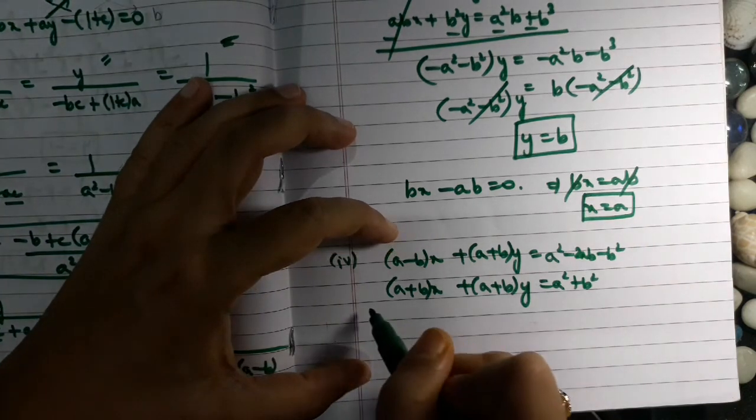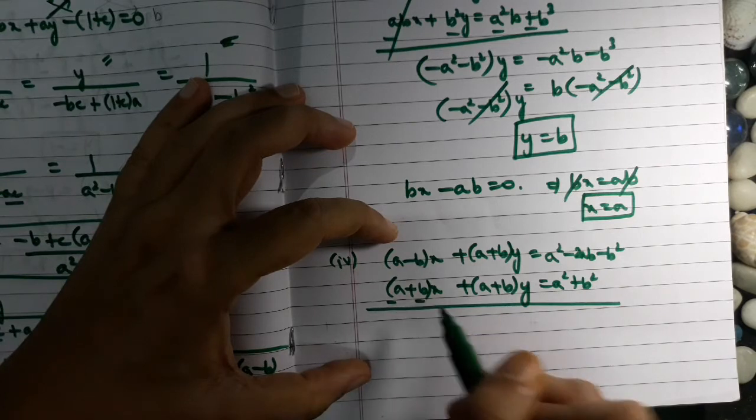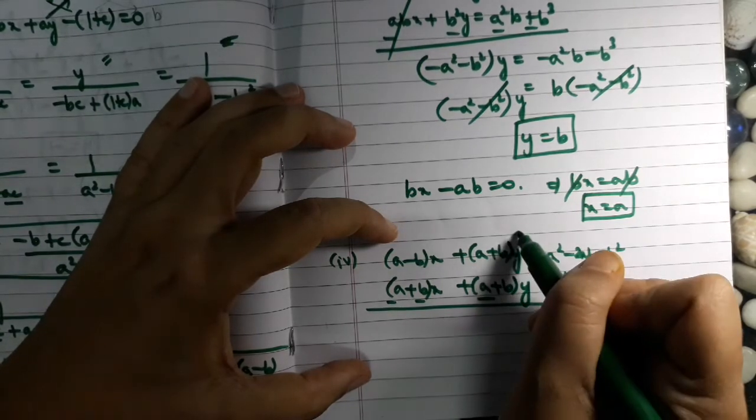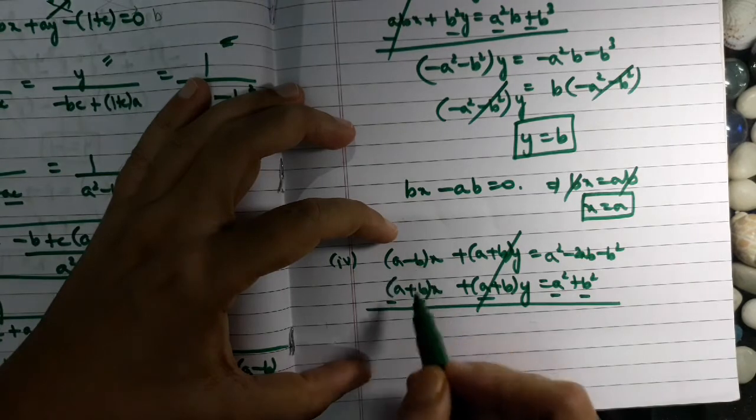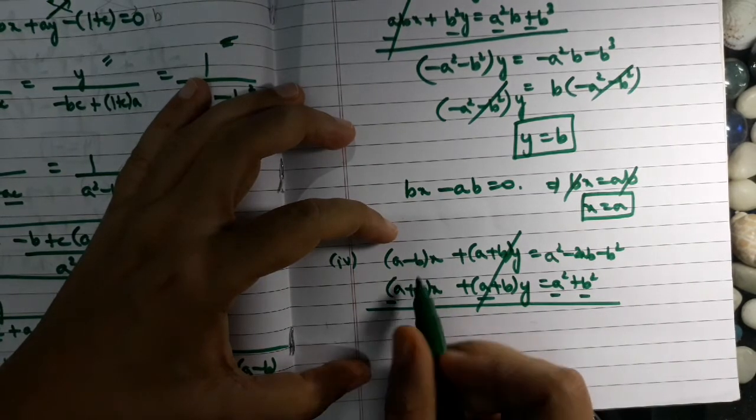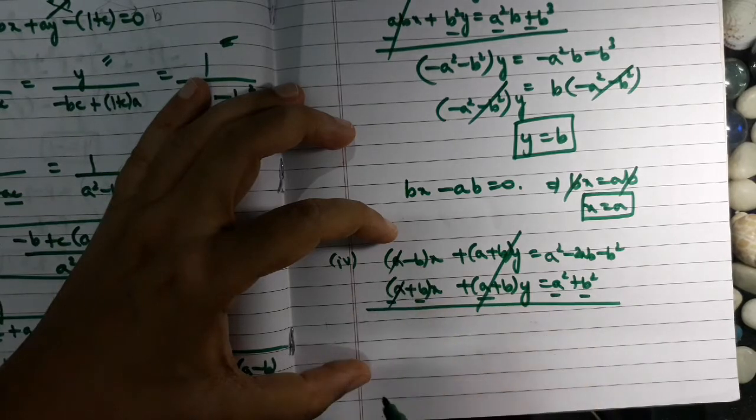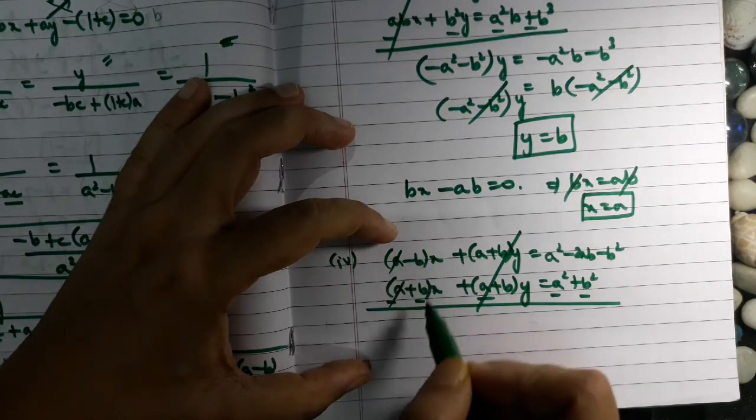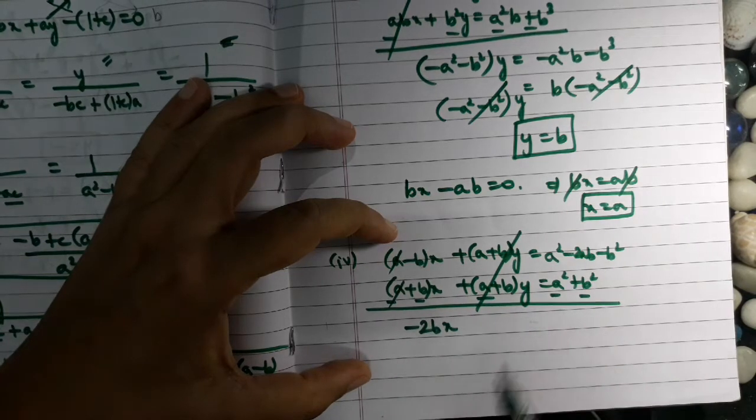Now to solve this, we simply subtract the two equations. So this becomes minus, minus, this becomes minus. So a minus b and a minus b will get cancelled. This is minus, this is minus. So over here we get a minus b minus a minus b. So a minus a gets cancelled. Minus b minus b becomes minus 2bx.